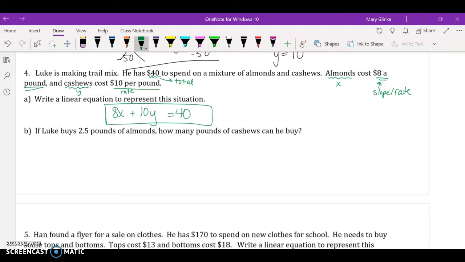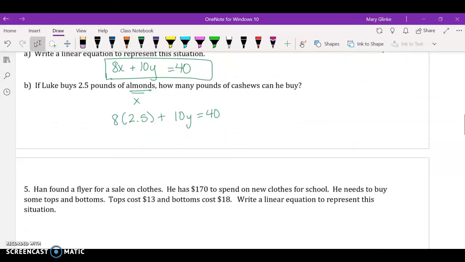So Luke here then buys 2.5 pounds of almonds. Almonds are my x values, so I can do 8 times 2.5 plus 10y equals 40. And I can continue to solve for this. So 8 times 2.5, that's going to be 20, so I can subtract 20 from both sides. 10y equals 20. So you can buy 2 pounds of cashews.